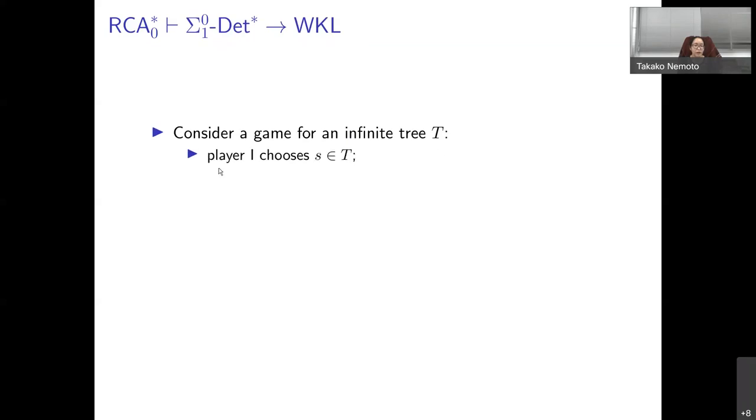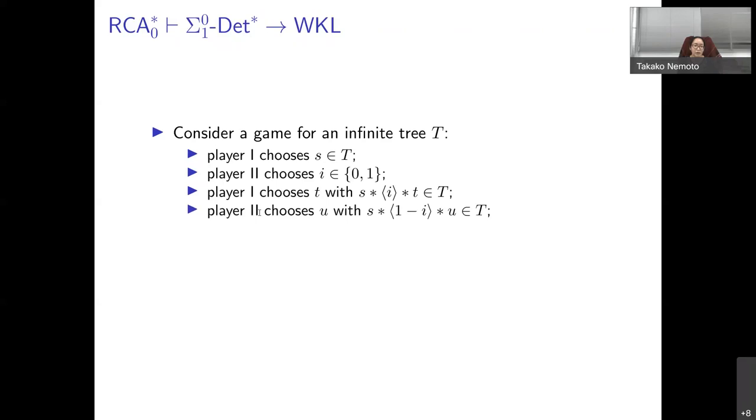So player one chooses some node of the tree T, then player two chooses which way to go. Then player one chooses some sequence such that S concatenated with this I, and all the concatenation should be in this tree T, the original tree T. And player two goes the other way. So first given S, player two goes in the other direction and constructs some sequence still in T.